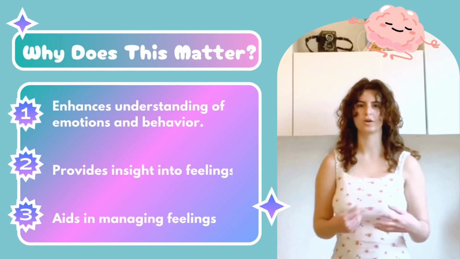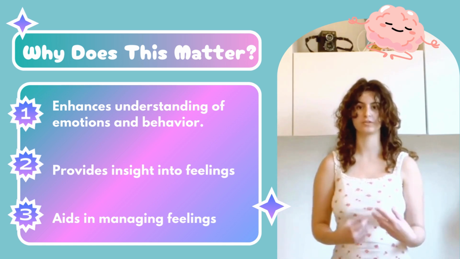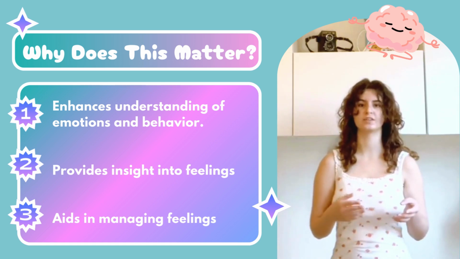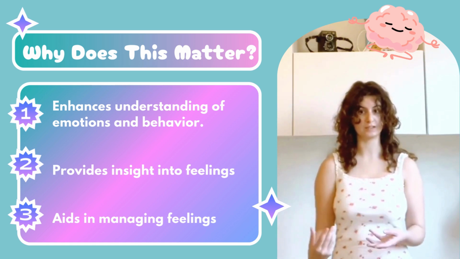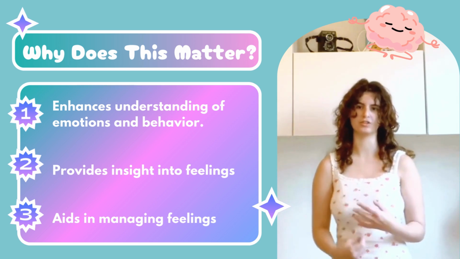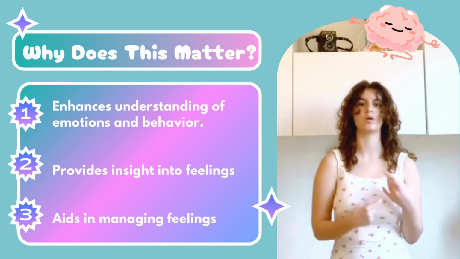So why does all this matter? Understanding how your brain works can help you better understand your emotions and behavior. It gives you insight into why you might feel a certain way and how you can manage those feelings. In our next video, we'll dive deeper into emotions, exploring how different parts of the brain influence how we feel and react.